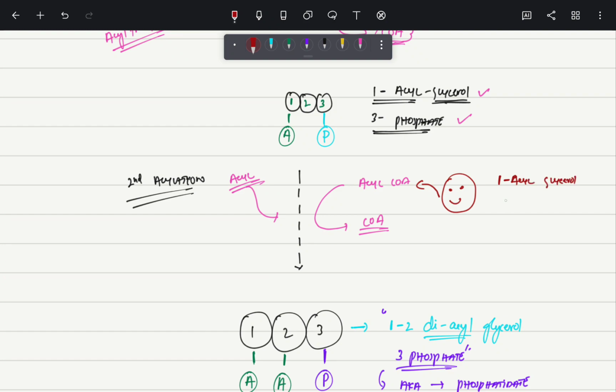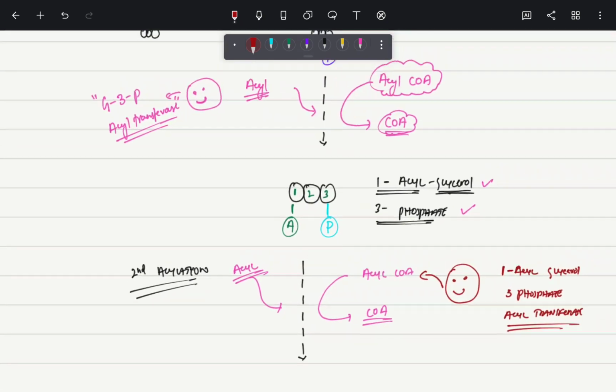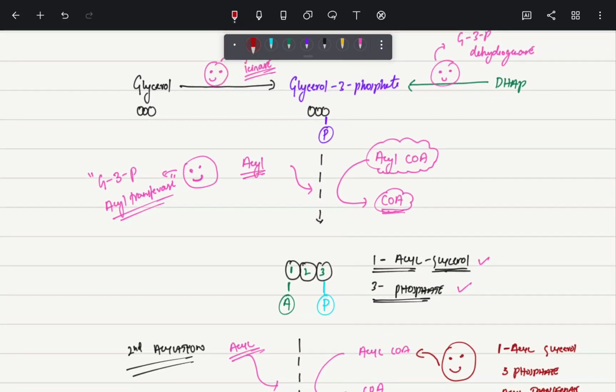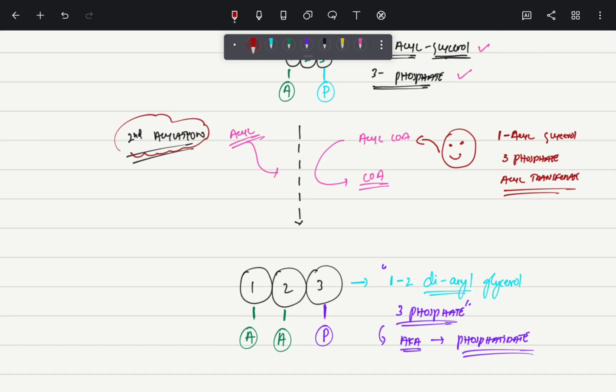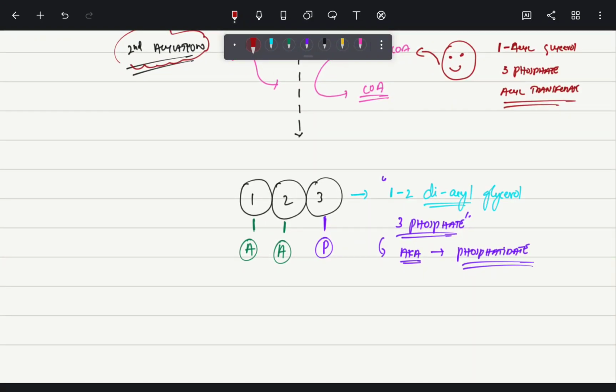1-acylglycerol 3-phosphate acyl transferase, or you can simply call it 1-acylglycerol 3-phosphate transferase. Okay, so first acylation was here, and the second acylation is here. So we are doing two acylations in the process, and the final product is phosphatidate.